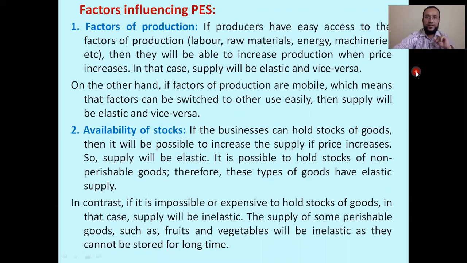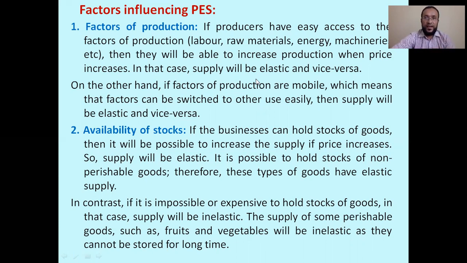Okay, factors influencing the PES. So what are the factors that will influence the PES? Now let me explain this. There are many factors which will affect the price elasticity of supply. At first, factors of production.